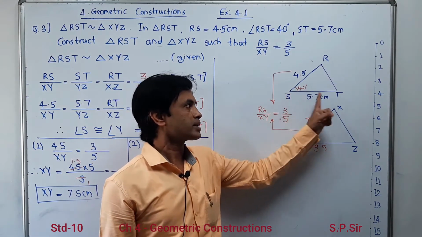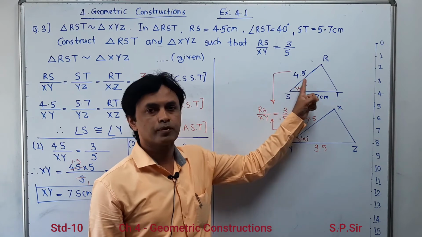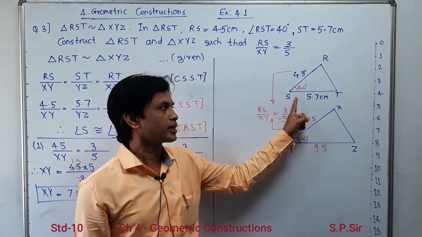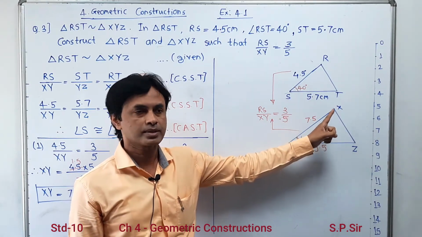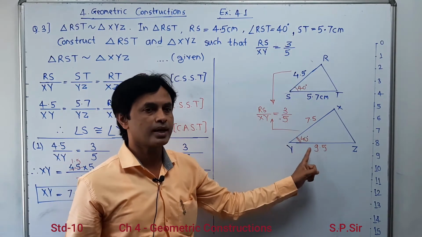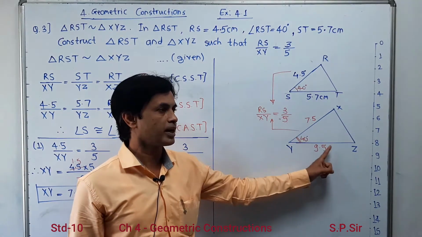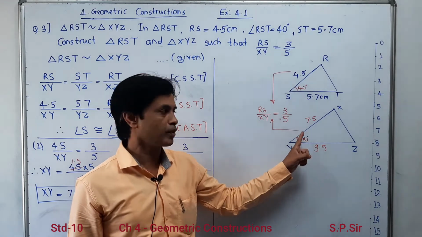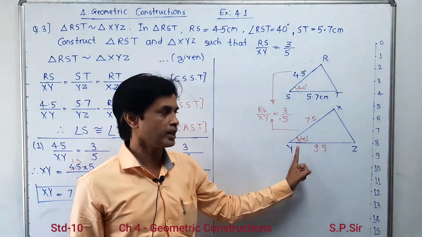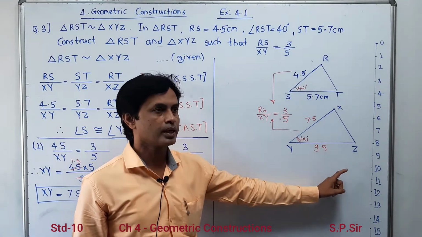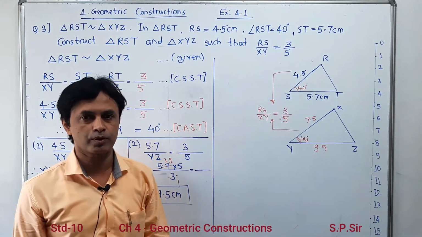Triangle RST having RS 4.5, angle S 40 degree, ST is 5.7, and in triangle XYZ, XY is 7.5, angle Y is equal to 40, and YZ is equal to 9.5. In this way, you are going to draw a diagram.